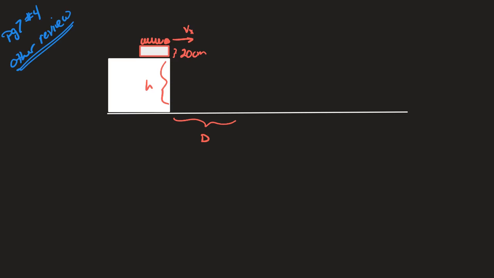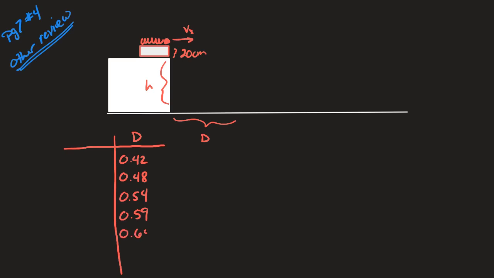All right. Sure, there's no chance of this being on a multiple choice test. Okay. It's not wasting my time. I can pass the exam. So D is 0.42, 0.48, 0.54, 0.59, 0.64. This corresponds to 0, 1, 2, 3, and 4 bricks.